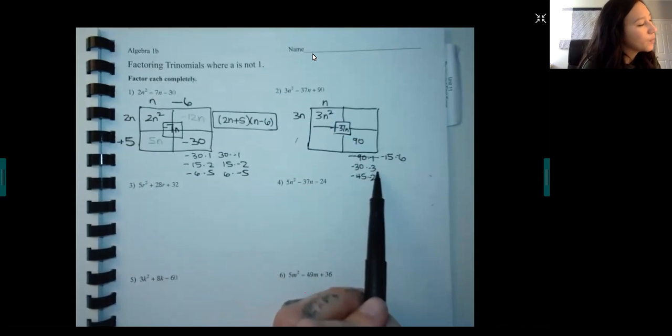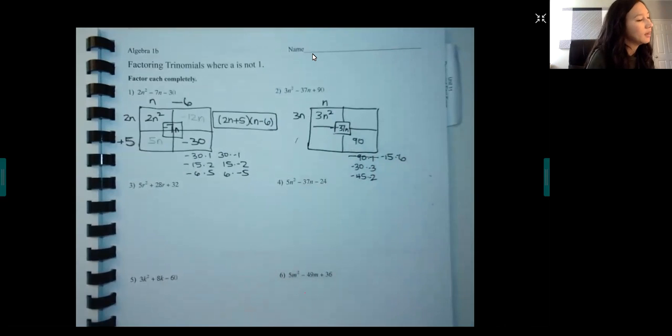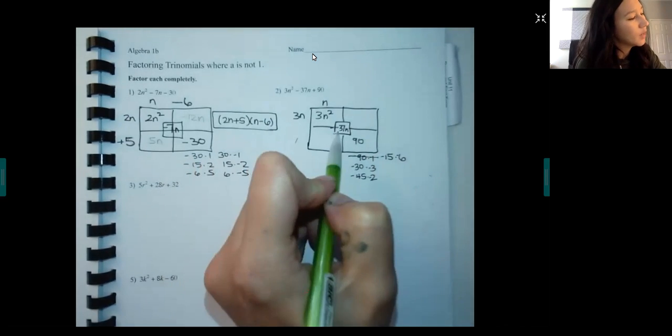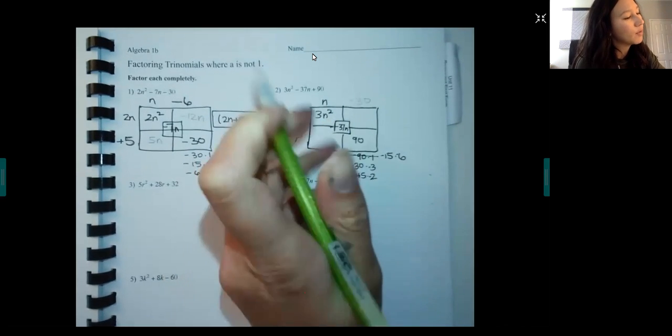30 and 3. Let's see. So you kind of want to do some in your head. 30 and 3. I don't think that's going to give it to us either, but we can check just to make sure. So to get negative 30, we'd probably want to put the negative 30 here and the negative 3 here.